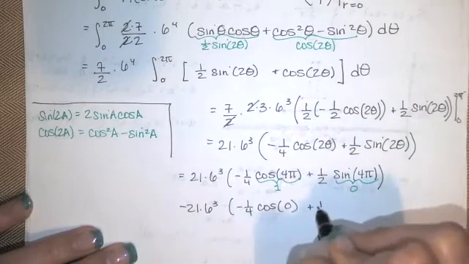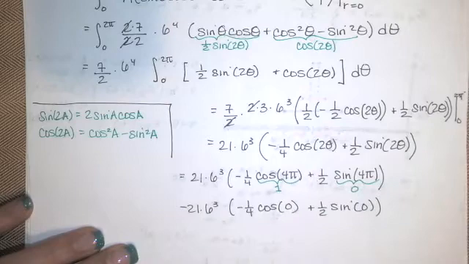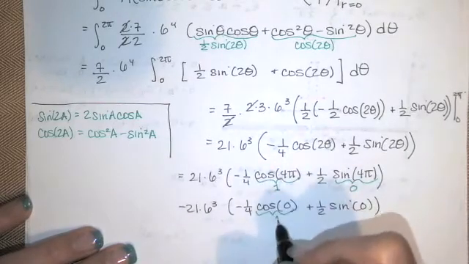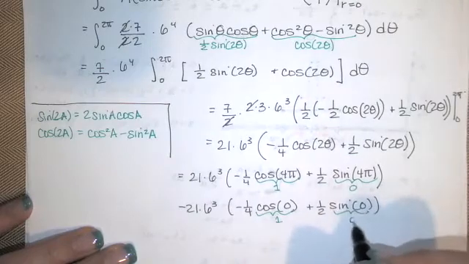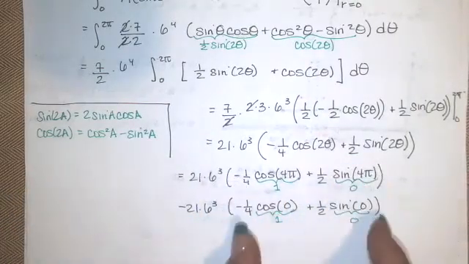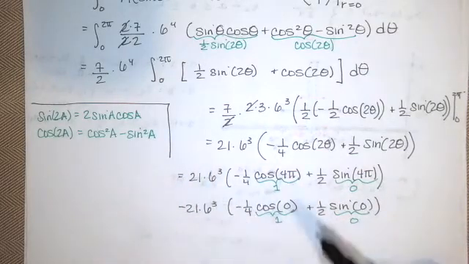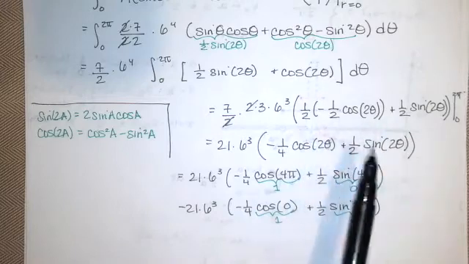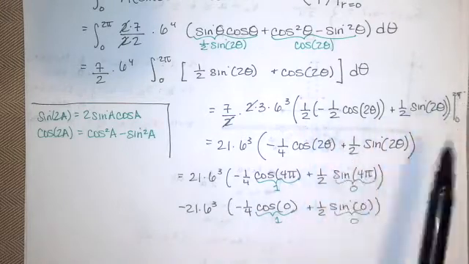evaluated at 0. But again, cosine of 0 is the same as cosine of 4 pi. It's 1, and this is 0. So I've got this expression, and then I'm subtracting exactly the same thing. So I'm going to get 0 from this. I knew that was coming because I had these 2 trig functions, and I knew that they would have the same value at 4 pi as they do at 0.